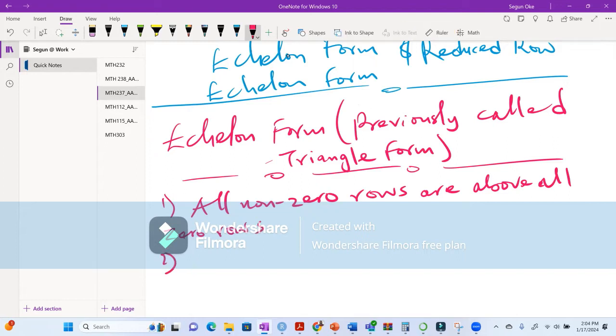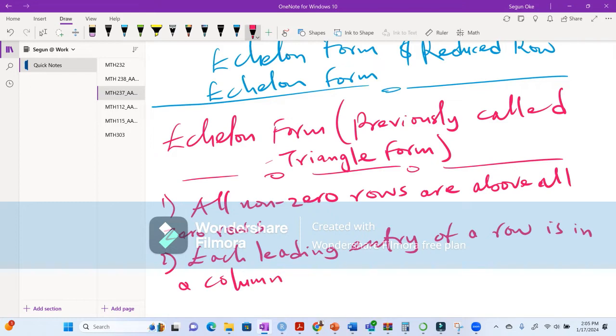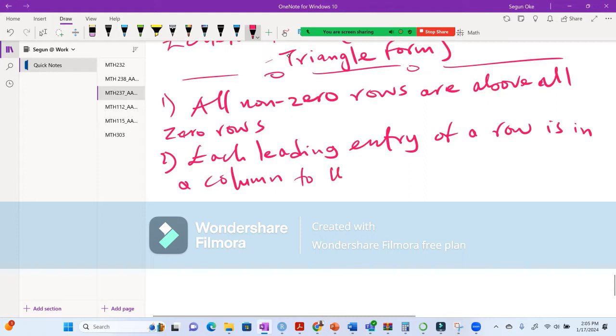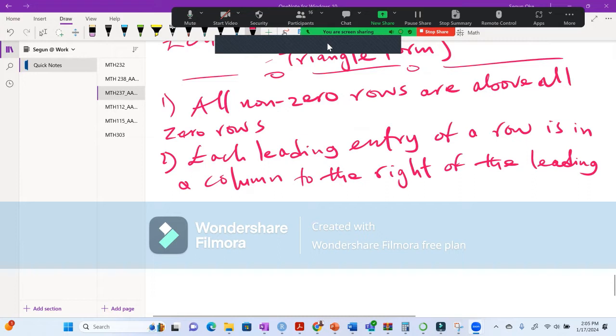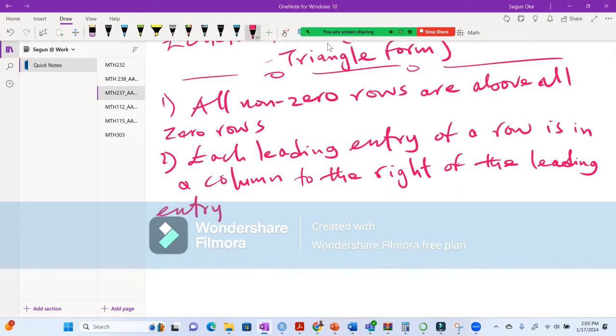Number 2. Each leading entry of a row is in a column to the right of the leading entry of the row above it.